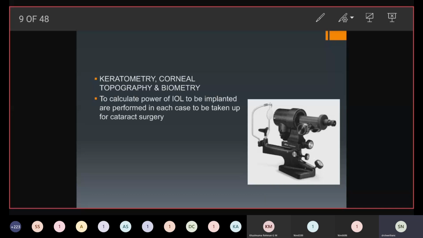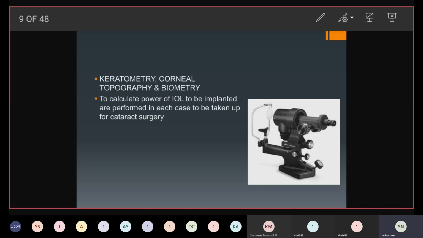Okay. After the detailed ocular examination, we would like to do other investigations because after cataract extraction, we always implant an IOL. So we would like to implant an IOL after cataract extraction.